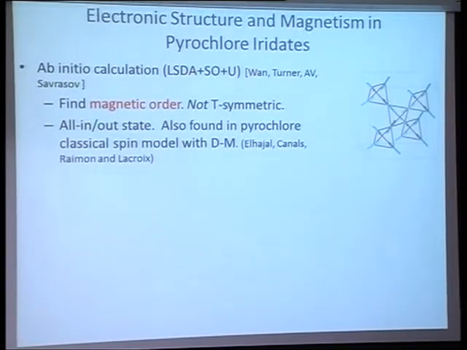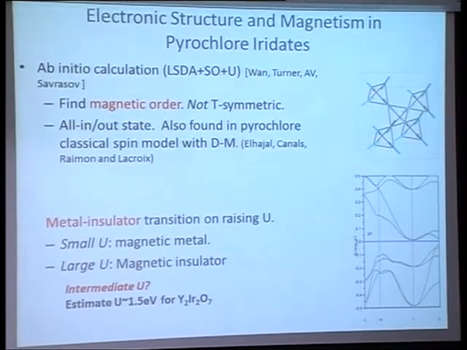It's an interesting question to ask, what is the natural magnetic order on the pyrochlore lattice, a very frustrated lattice? It turns out the spin-orbit coupling actually lifts that frustration, and you end up getting this all-in, all-out magnetic order. All of the spins point in to the center of the tetrahedron, or all of them point out. So that turned out to be the magnetic order we found. But what about the electronic structure? That really depends on what this U is.